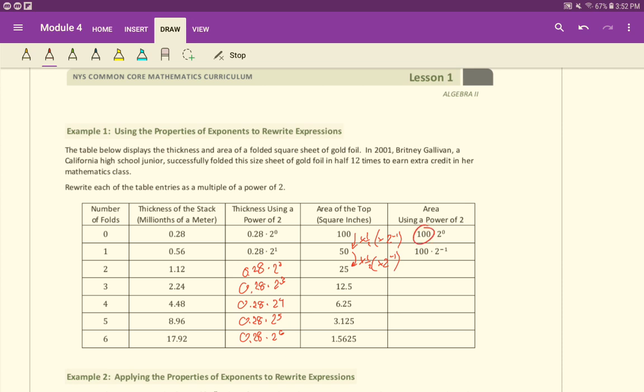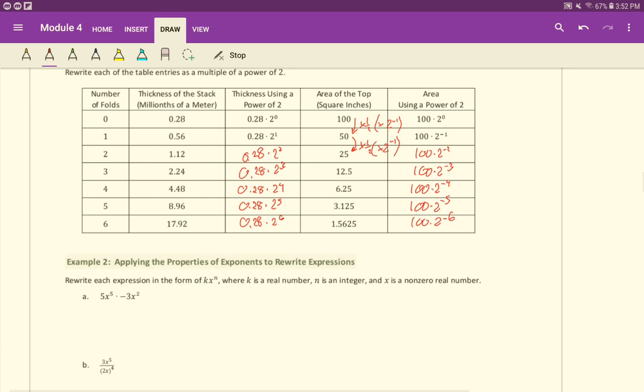So then, starting with 100, we're just going to keep multiplying by additional negative powers of 2. And that's just a little exercise in seeing where exponents can come up with folding pieces of paper and how you can model that with exponents.